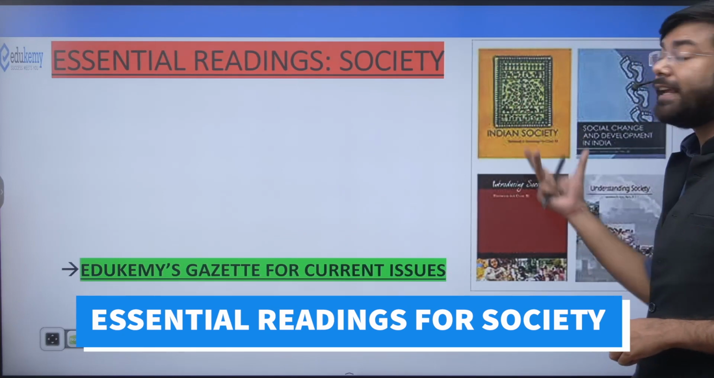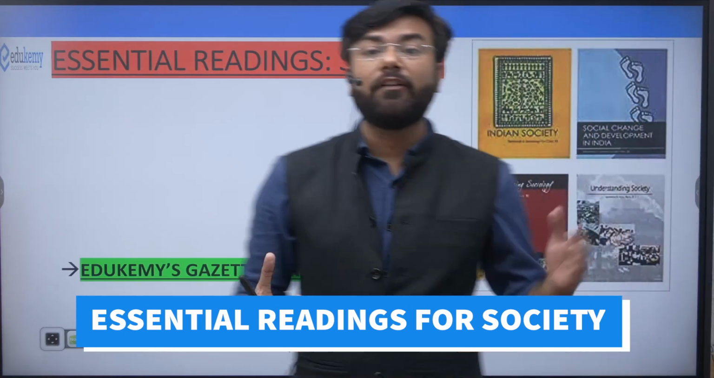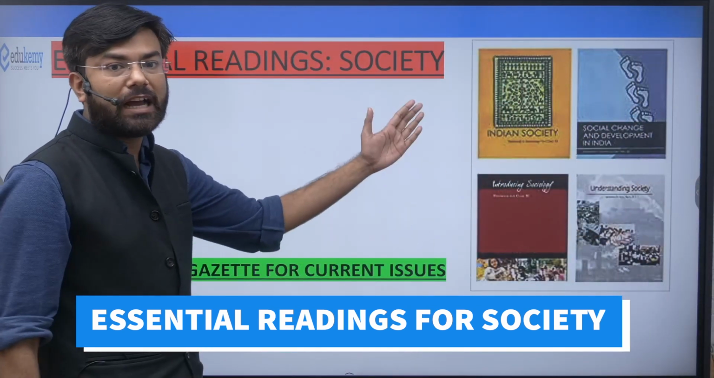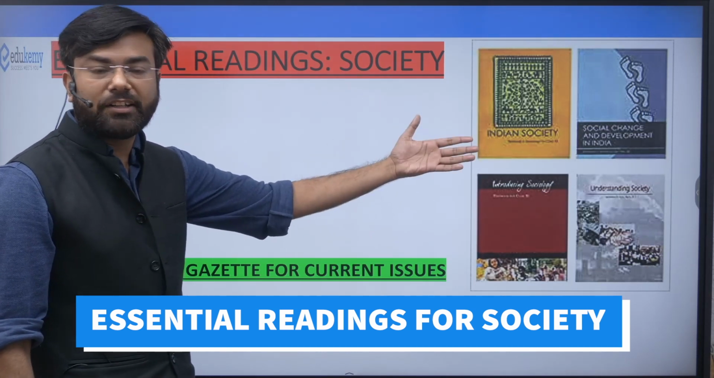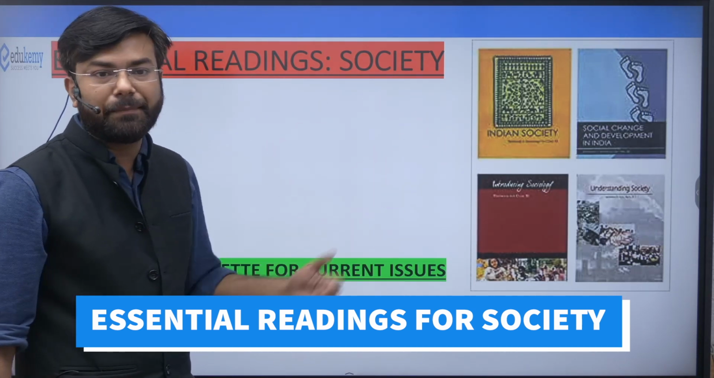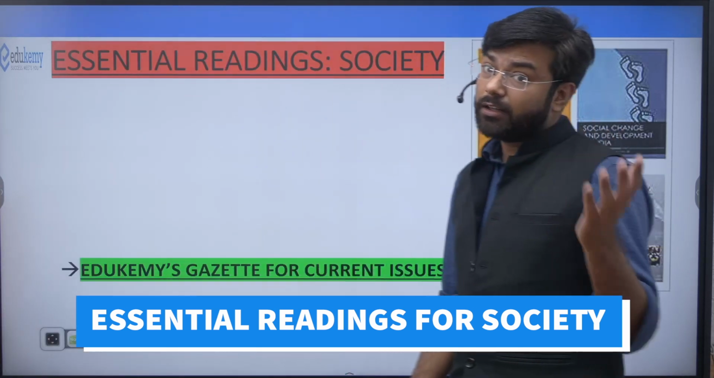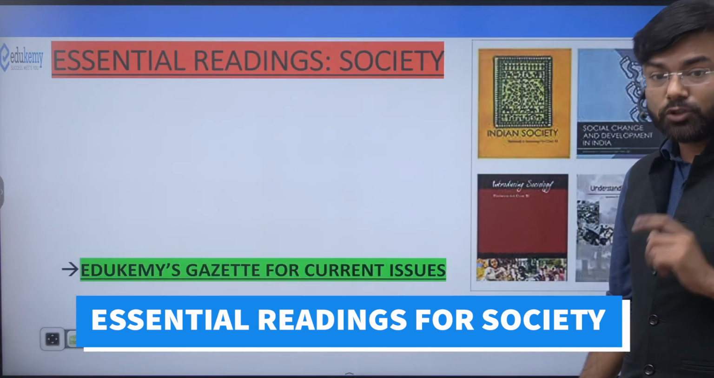The essential readings, firstly, will comprise the NCERT books of class 11th and 12th, which are Indian Society, Social Change and Development in India, and Contemporary India, the sociology books of class 11th and 12th.